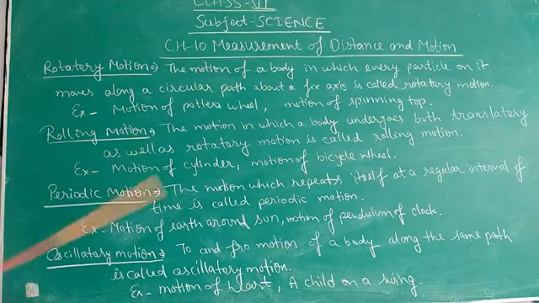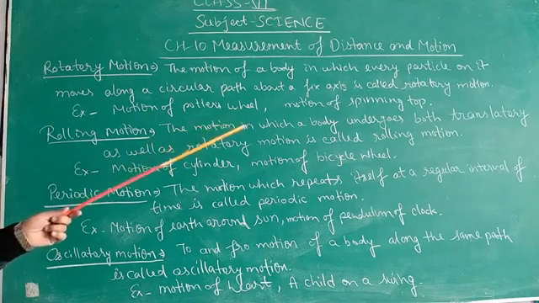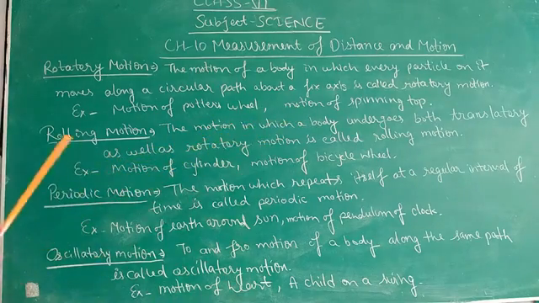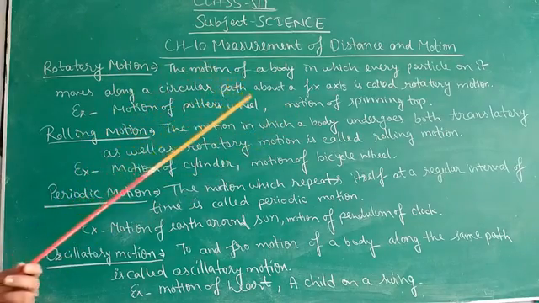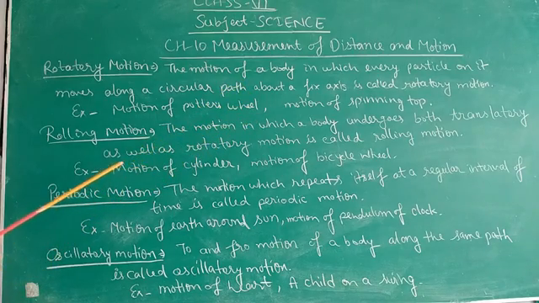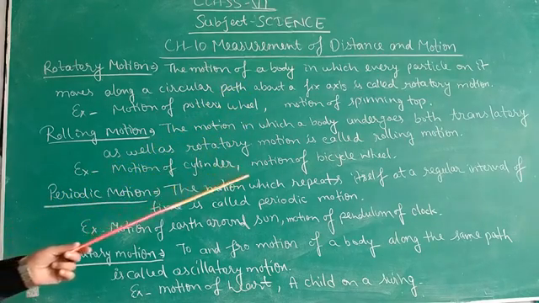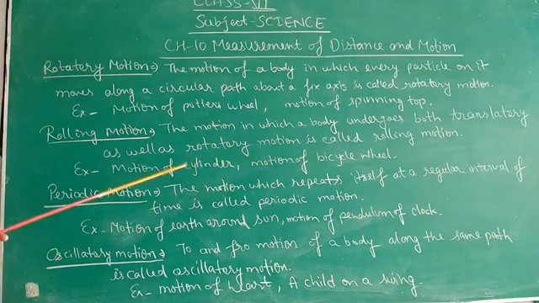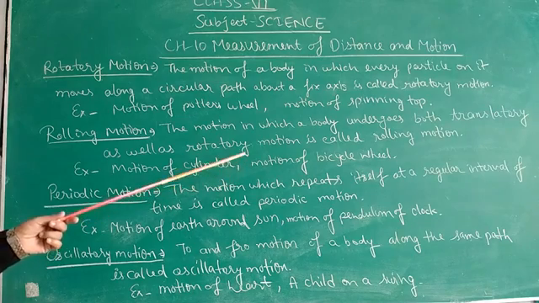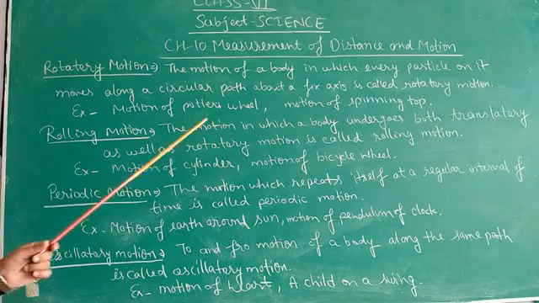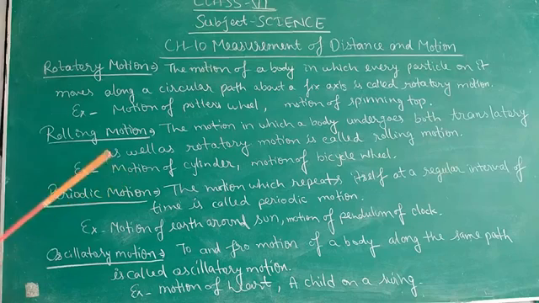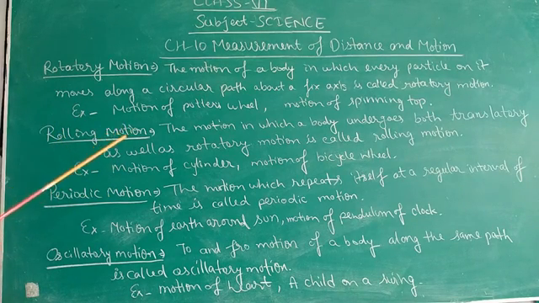Next is rolling motion. The motion in which a body undergoes both translatory as well as rotatory motion is called rolling motion. For example, motion of a cylinder or motion of a bicycle wheel. The motion of the bicycle wheel is both translatory, that is linear motion, and also rotatory motion. This type of motion is also called rolling motion. If a body rolls on another surface, it is known as rolling motion.